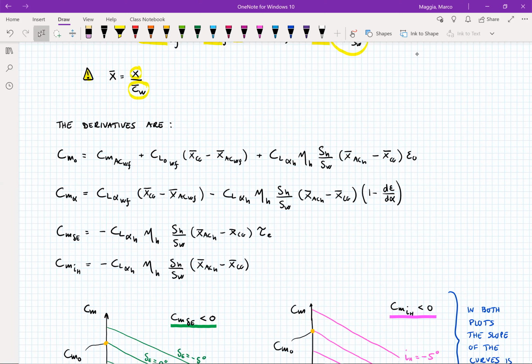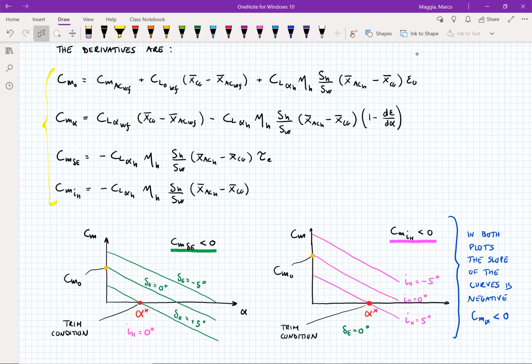Okay, as we saw for the lift coefficient and for the drag coefficient, I'm also giving you some expressions for the derivatives of the pitching moment. And all the terms here, we've already explained what they mean in part one of the lecture. So I'm going to skip over them.